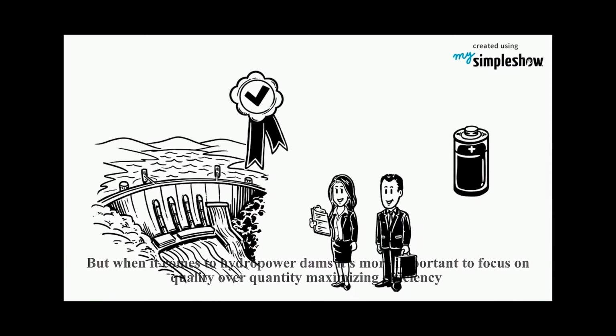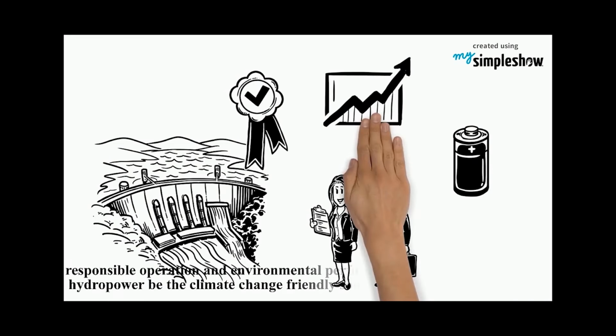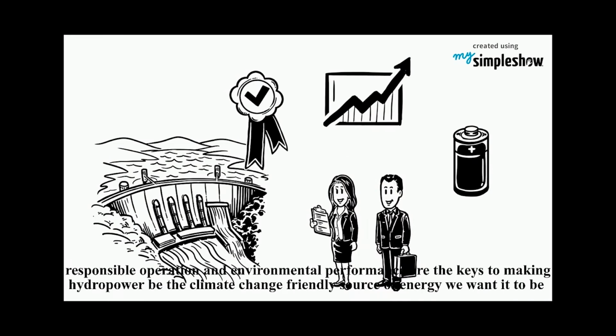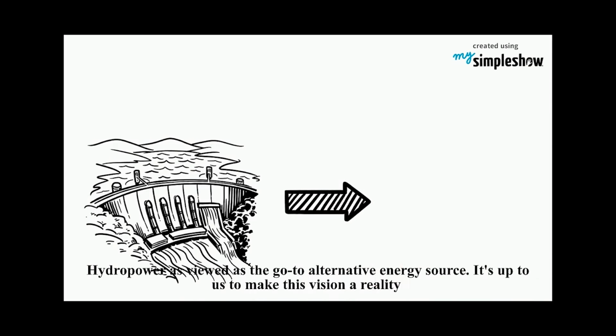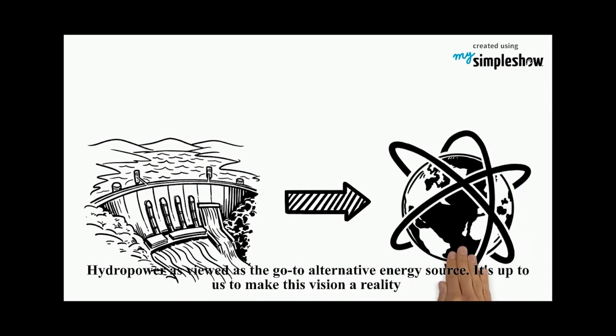Maximizing efficiency, responsible operation, and environmental performance are the keys to making hydropower be the climate change-friendly source of energy we want it to be. Hydropower is viewed as the go-to alternative energy source. It's up to us to make this vision a reality.